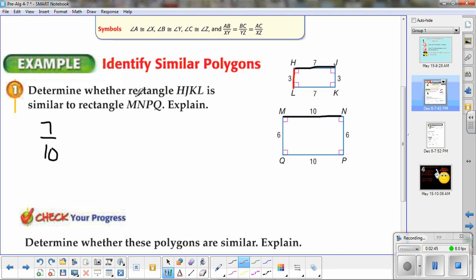HL, that's going to be the same as MQ. MQ is right here. MQ is 6. So since I went small to big for my first two, I'm going to go small to big here. 7/10 is not equal to 3/6. Since those are not equivalent, these are not similar.